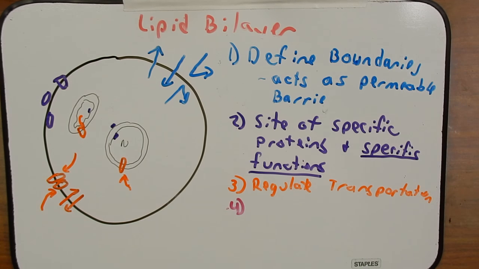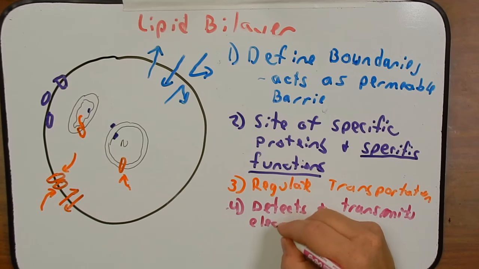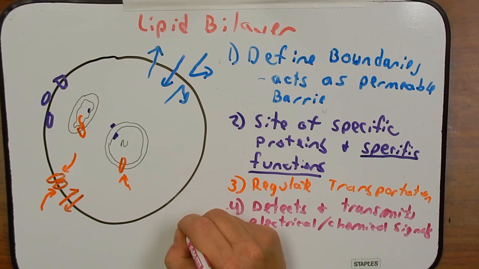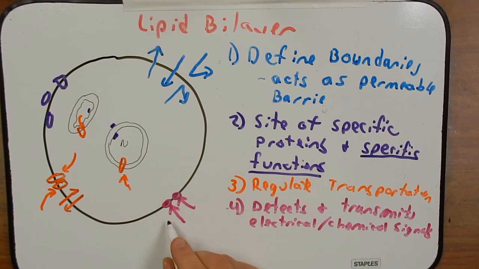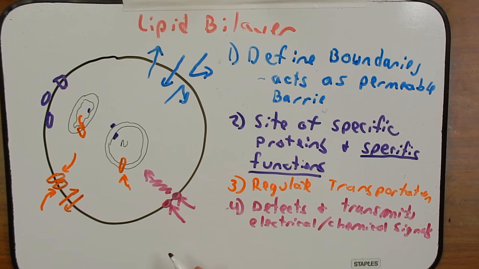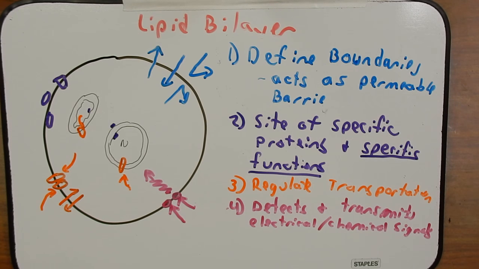Our fourth function: it detects and transmits electrical and chemical signals. Various chemicals on the outside of the cell will bind to this outer plasma membrane and cause some sort of downstream signal to occur. Maybe it will be important in telling the nucleus to divide. Maybe it'll be important in telling the cell not to divide. Various kinds of signals from the outside of the cell to the inside of the cell are detected by the plasma membrane and other membranes.